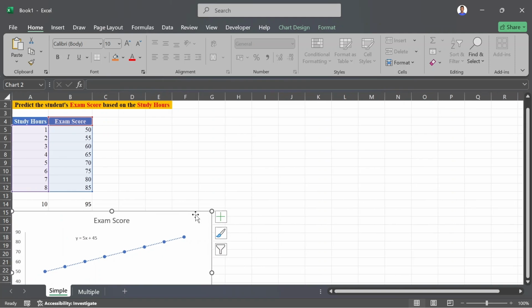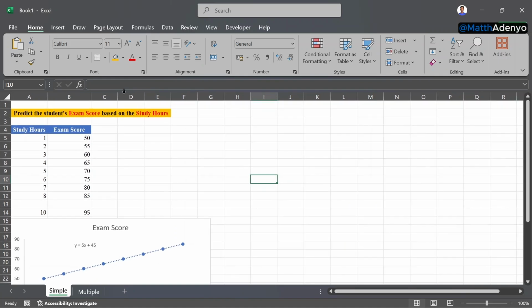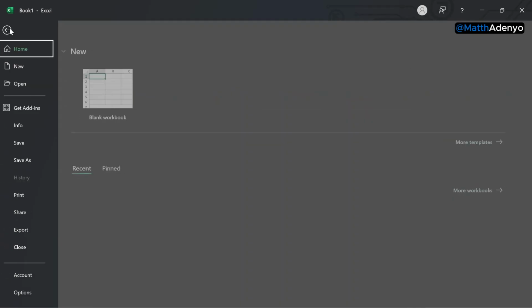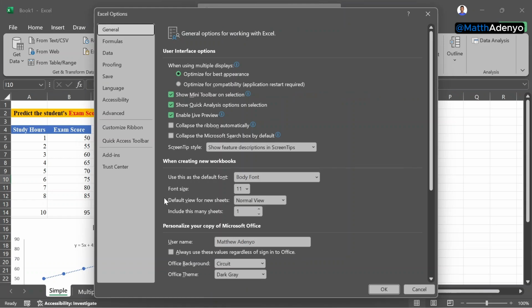So let me put this down here, and then we go to the data analysis toolpack. For you to get it, all that you need to do is come to the data tab. When you come to the data tab, you will see the data analysis over here. If yours is not activated, you go to your file options, then you scroll down to options. When you come to the options, you come to add-ins.